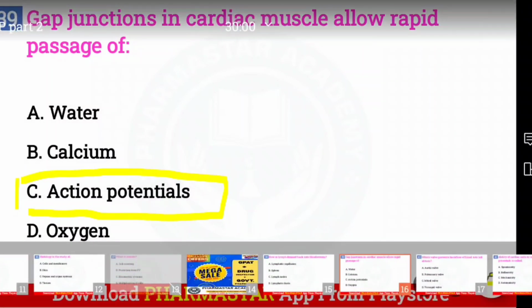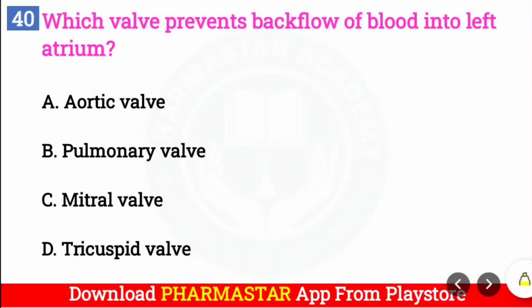Next question. Which valve prevents backflow of blood into the left atrium? Option A. Aortic valve. B. Pulmonary valve. C. Mitral valve. D. Tricuspid valve. The mitral valve, also known as the bicuspid valve, is the correct choice because it is located between the left atrium and the left ventricle. Its primary function is to allow oxygenated blood to flow into the ventricle and then close during ventricular contraction to prevent blood from leaking back into the left atrium. That's why the correct answer is option C, mitral valve.